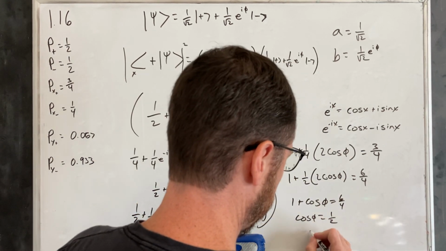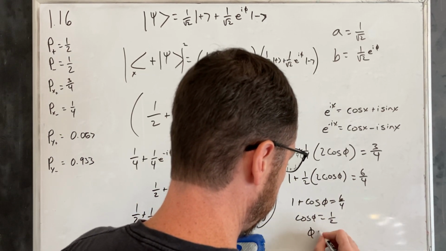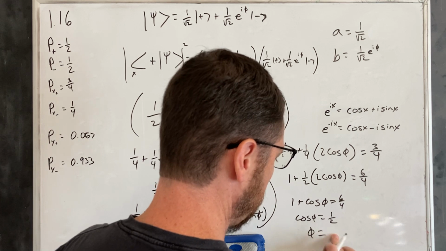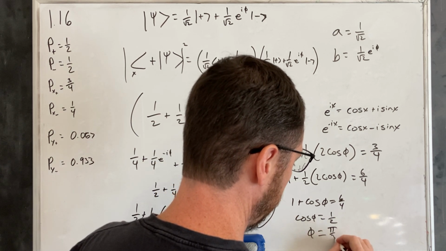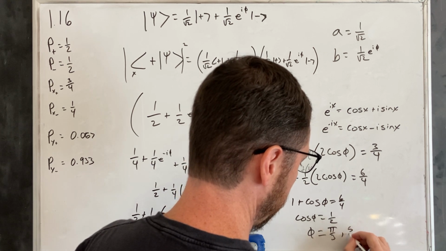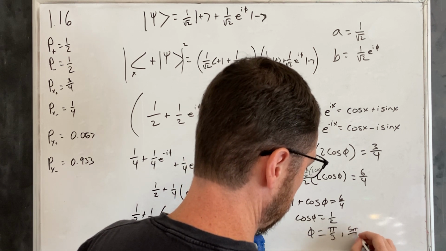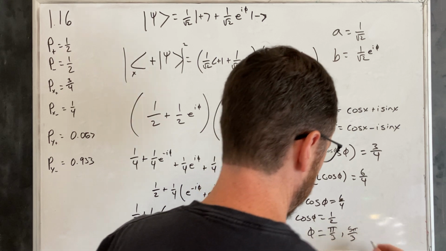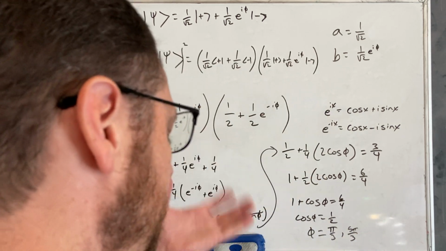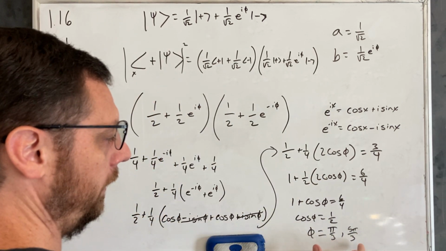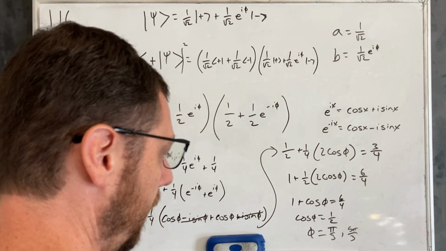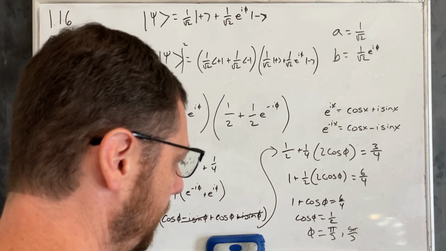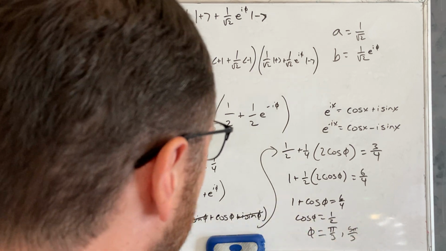So phi is going to equal pi over 3 or 5 pi over 3, because negative 60 degrees would be 5 pi over 3. Positive 60 degrees would be pi over 3. So there's 2 options for phi at this point.